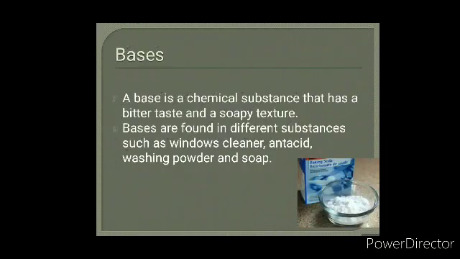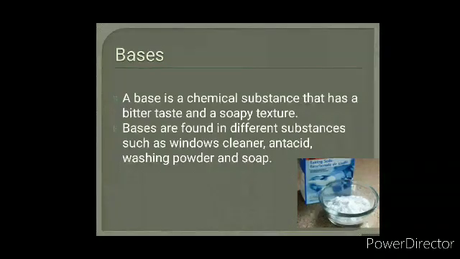Next important concept, that is base. A base is a chemical substance that has a bitter taste. And when you rub the solution between fingers, it will feel soapy. Think about baking soda. Taste it and touch it. So, substances like these which are bitter in taste and feel soapy on touching are known as bases. The nature of such substances is basic.